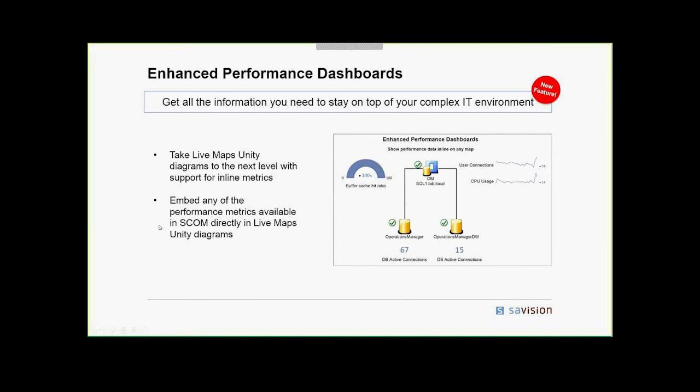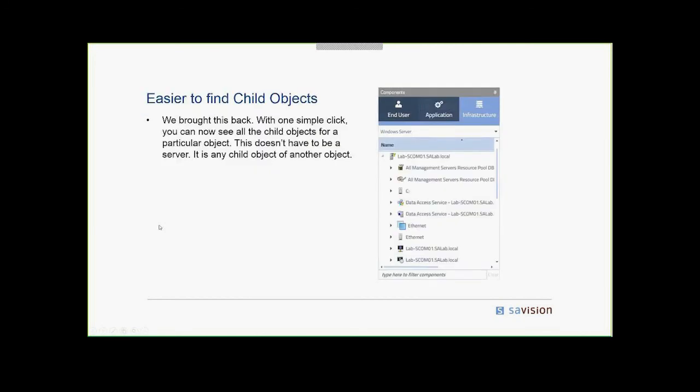Another new feature is actually an old feature that we brought back. When we moved to 7.0, we kind of left this. There was a way to do this, but it wasn't as easy to find the child objects. So now we've changed the process and made it easy to find these child objects from within a parent object when you're doing a search. So I'm going to show both of those at the same time.